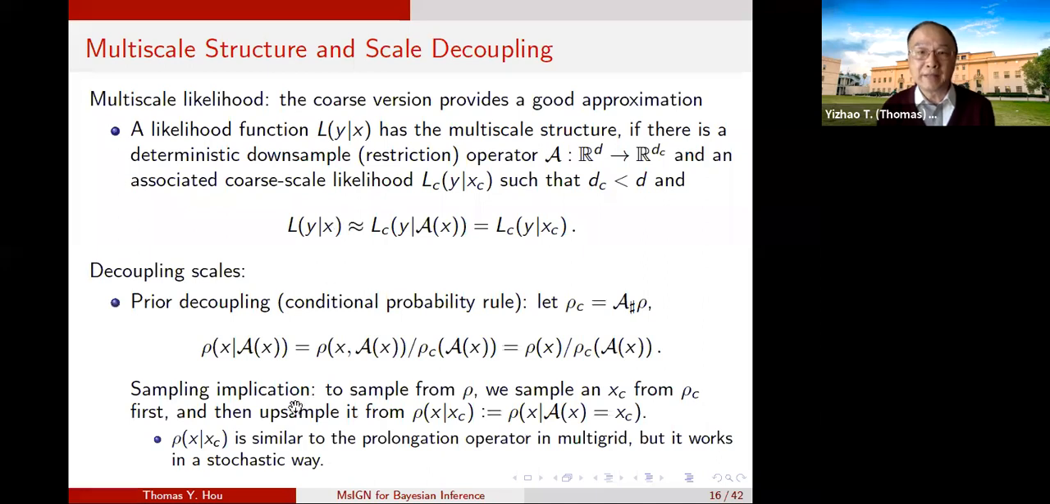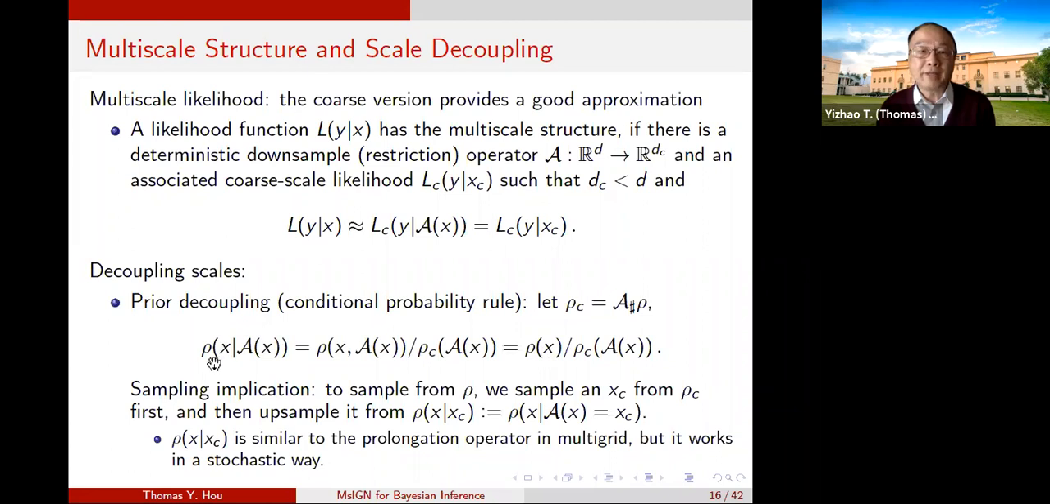And then we can use this observation to design our training strategy, right? So in order to sample from the target distribution rho of x, we want to generate a sample from the coarse grid distribution rho_c, which is the downsampling of rho onto the coarse grid, right?